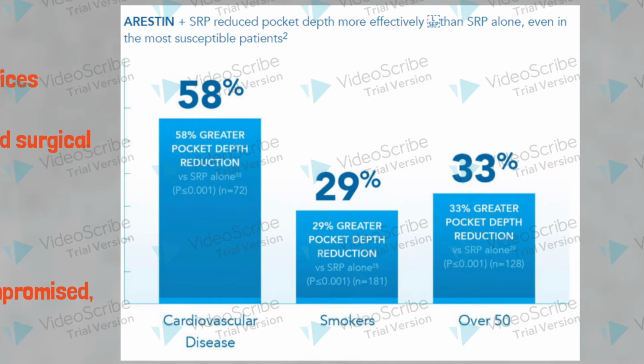Here's a graph to show that Arrestin with scaling and root planing reduces pocket depths more effectively than scaling and root planing alone, even in the most susceptible patients, like those with cardiovascular disease, smokers, and those over 50.